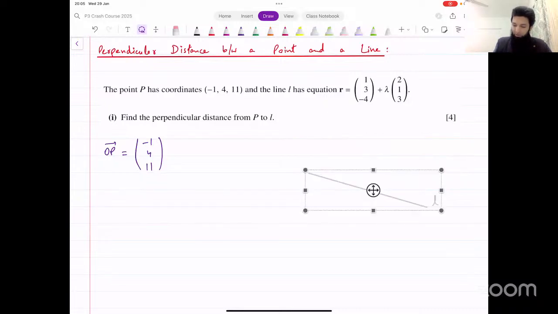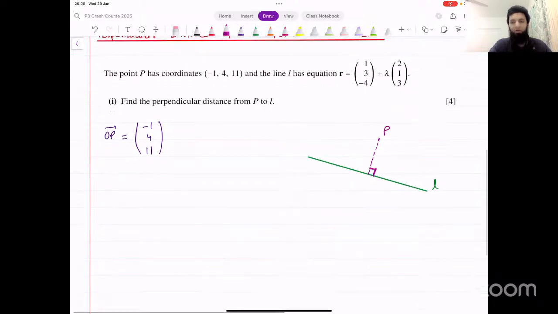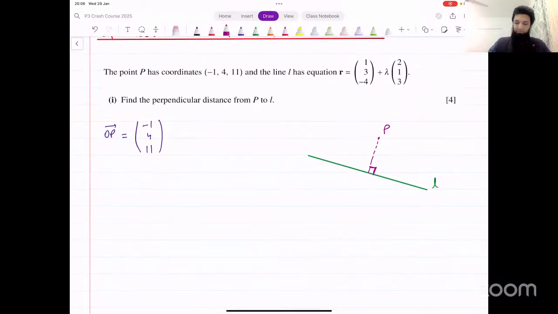Let me draw it slightly like this. Let's say the point P is here. And we are interested in finding the distance from that point P to the line L, this perpendicular distance from P to L. Okay, that's what we're looking for. This highlighted distance.